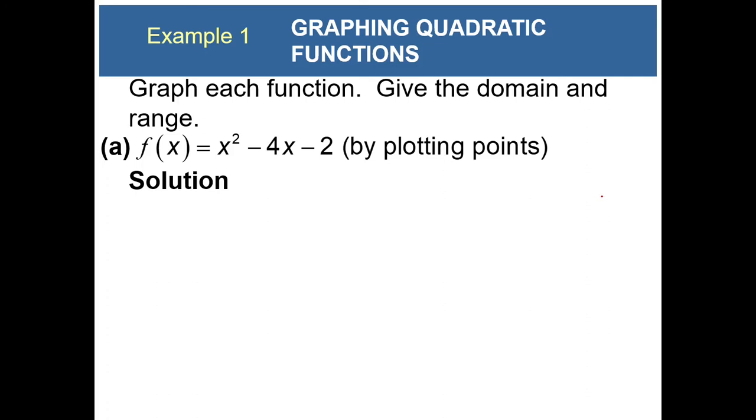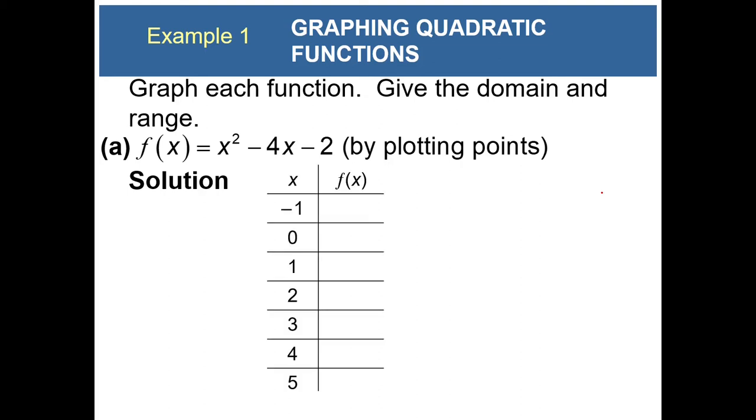Let's graph the following function, f of x equals x squared minus 4x minus 2. And we're going to do this by plotting points. Here I have the points negative 1, 0, 1, 2, 3, 4. And again, you can pick any points that you want. Just make sure you pick points that are easy to calculate. So let's plug these values into a calculator.